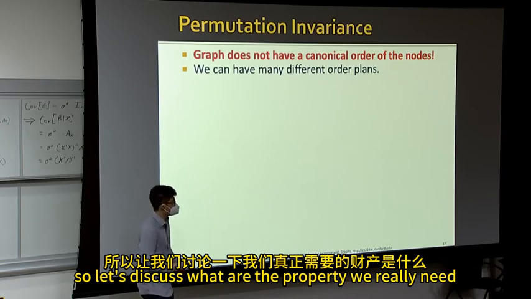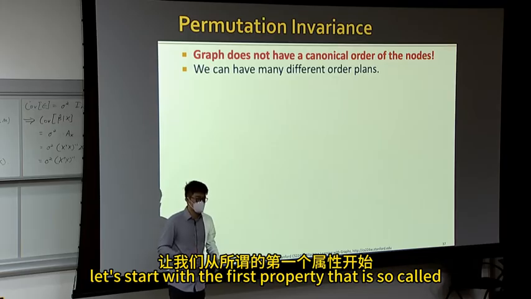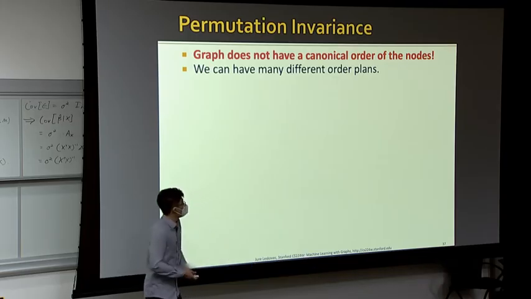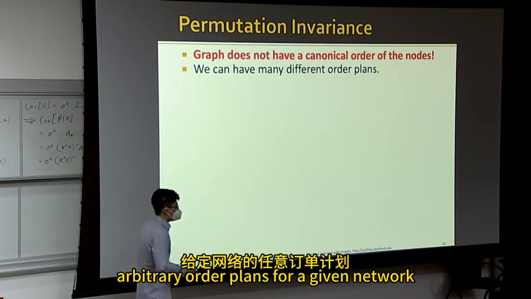So let's discuss what properties we really need for deep learning methods for graphs. Let's start with the first property, the so-called permutation invariance. The idea of permutation invariance is that a graph does not have a canonical ordering, and we can have arbitrary order plans for a given network.